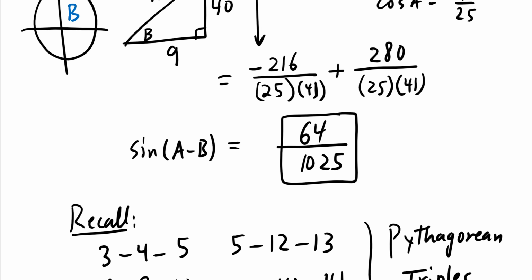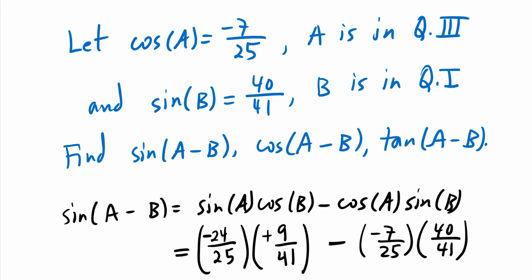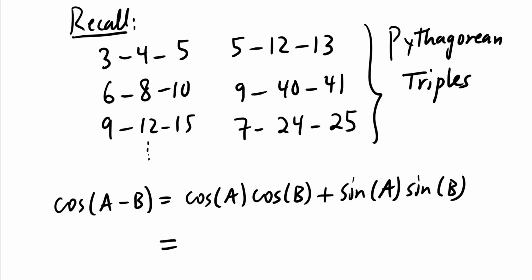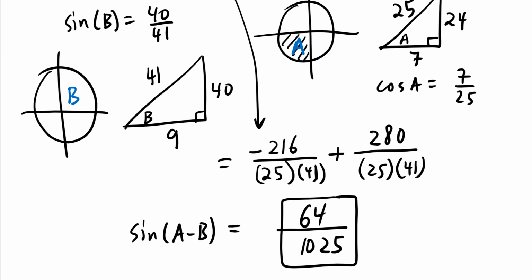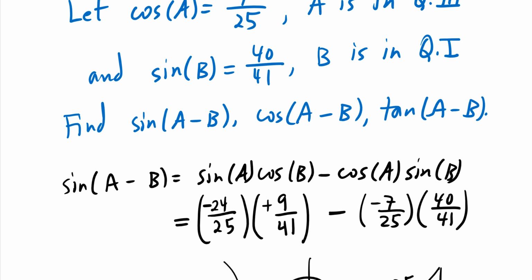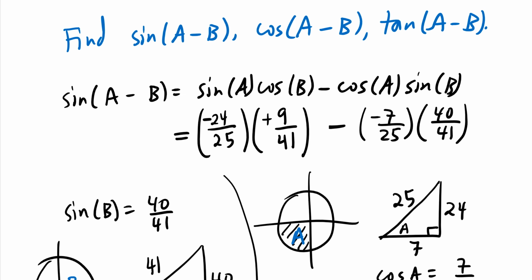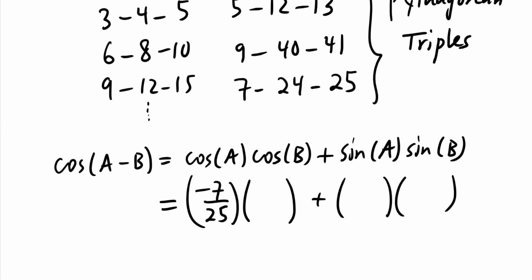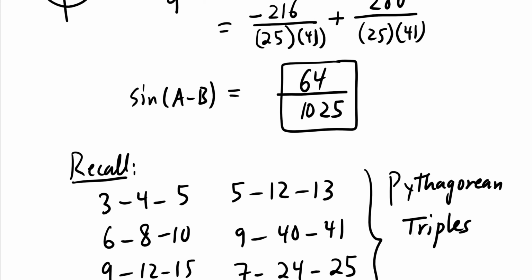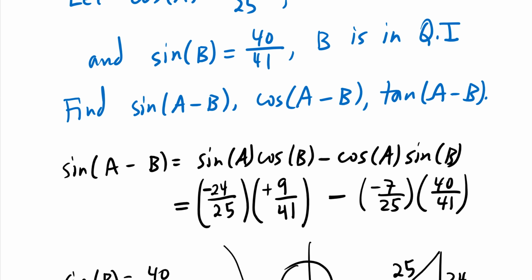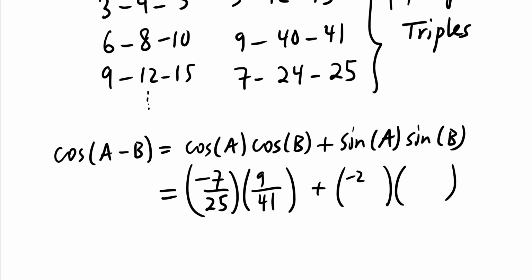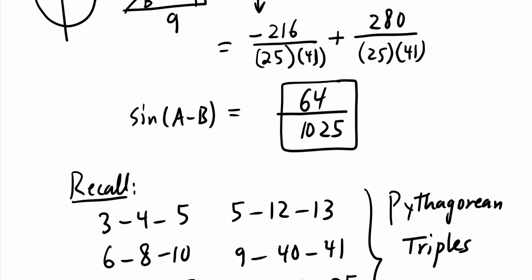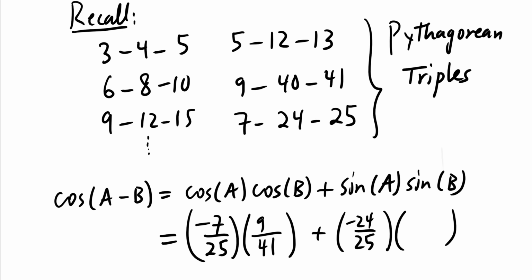So cosine A, let me see, what's cosine A? It's given, negative 7 over 25, times, let's see, what's cosine B? Cosine B is not given, but we found it. It was 9 over 41. Sine A, we found it, negative 24 over 25. And sine B, 40 over 41.